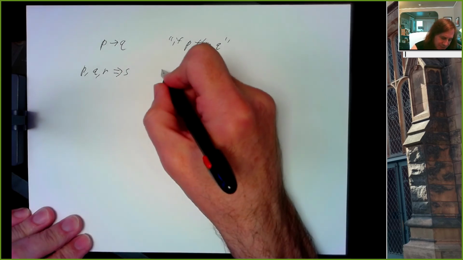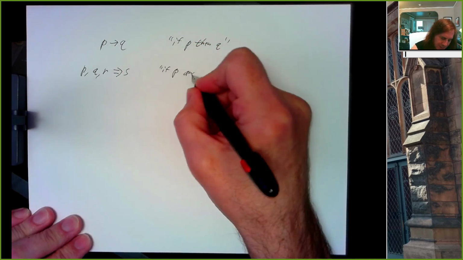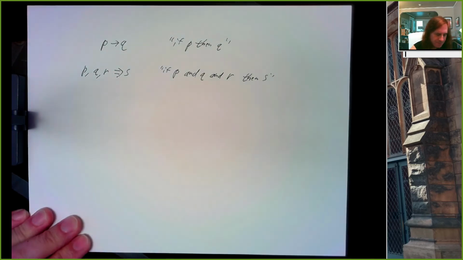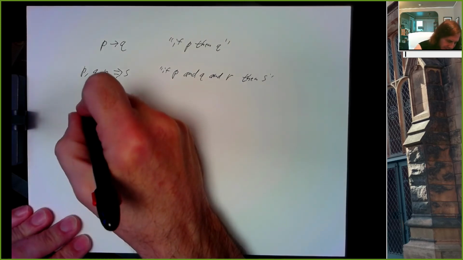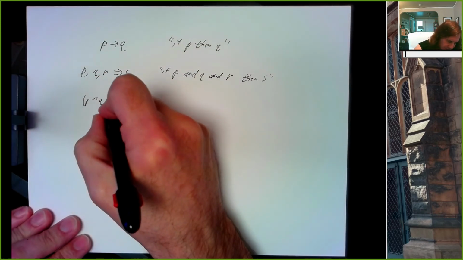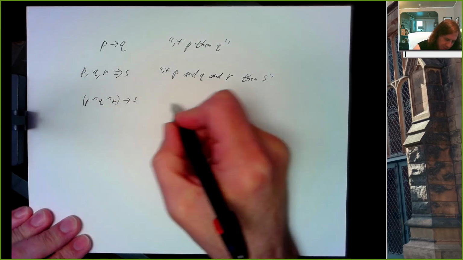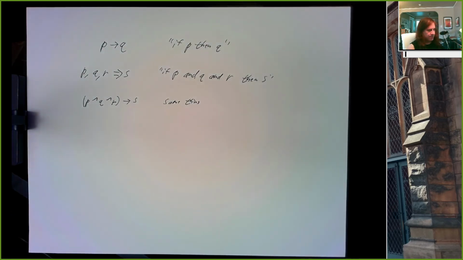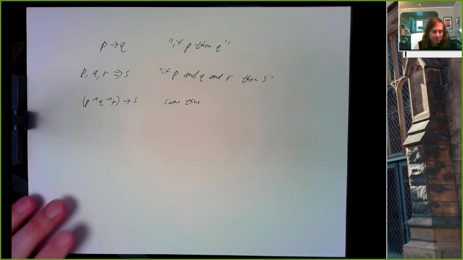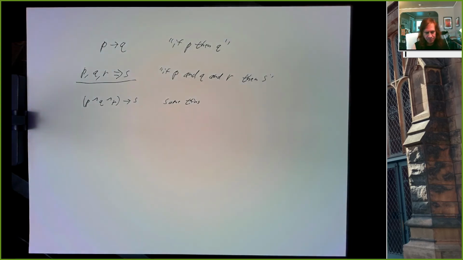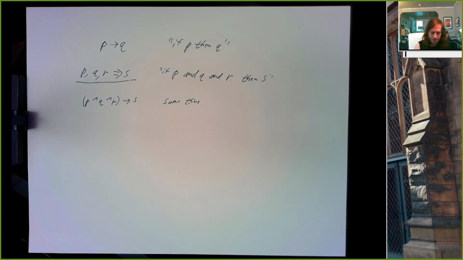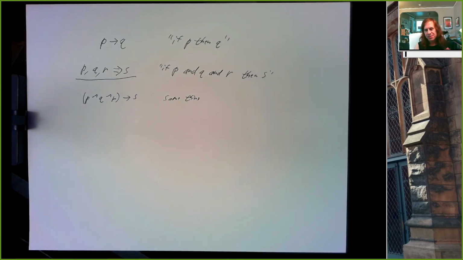I would take this to mean: if P and Q and R, then S. Which would be exactly the same thing as P and Q and R implies S. It's the same thing. But in the text, the things that you're asked to prove are usually written in this form, just to make it clear that these are the hypotheses. Otherwise, you kind of go nuts with parentheses, right?